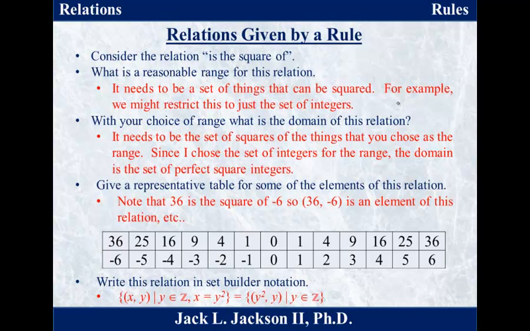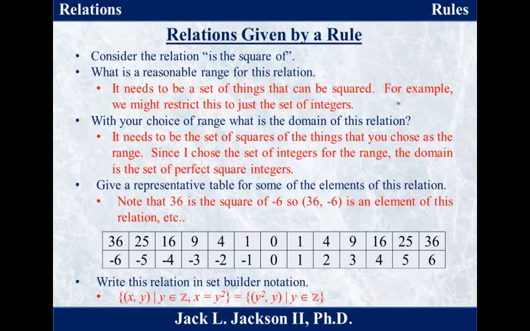Now, if the range is a set of integers, the domain then is going to be the set of things that are squares of the things that you chose for the range. So if you chose all real numbers for the range, then you get all real numbers for the domain. If you get all rational numbers for the domain, you'll get all rational numbers for the range domain as well. But if we have integers, we're going to get integers here.